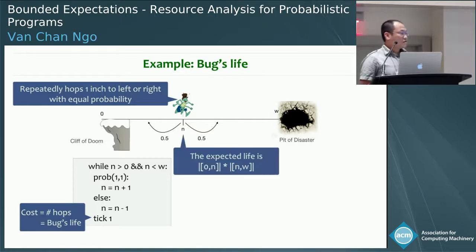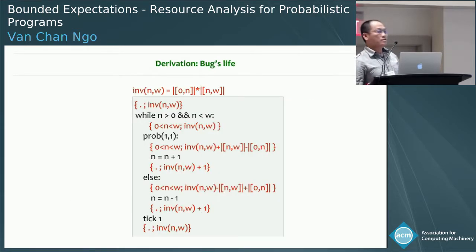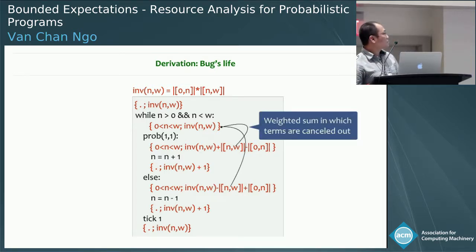So our analysis will infer a nonlinear bound for the expected life of the bug, which is max(0, n) multiplied by max(0, w - n). So this is a derivation of the bound, similar to the one in the previous example. The potential function at the beginning of the probabilistic branching command is the weighted sum, in which the terms with degree 1 are cancelled out because of the equal factor.